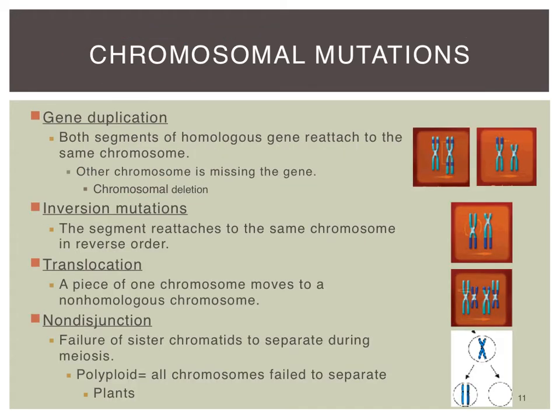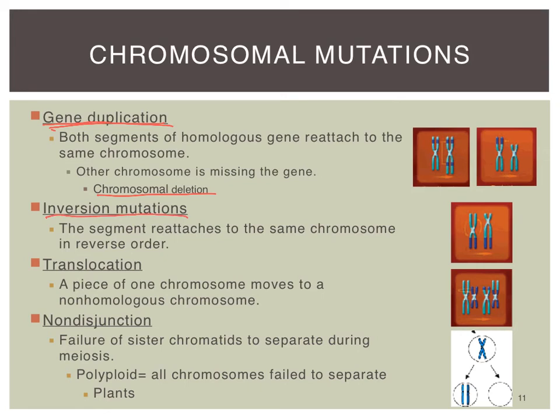One of these chromosomal mutations is called a gene duplication. If both segments of the homologous chromosome, or homologous gene, I should say, reattach to the same chromosome, what you're getting is an extra gene or a duplicated gene on one of those chromosomes, and it's missing on the other. So this would be a gene duplication on the one that gets the extra and a chromosomal deletion on the other.